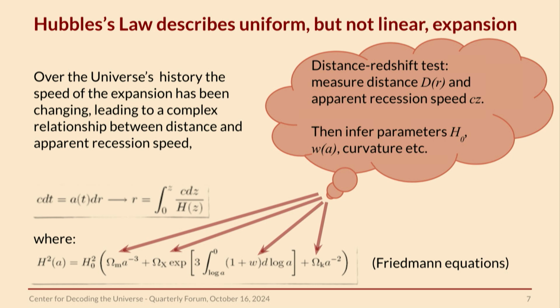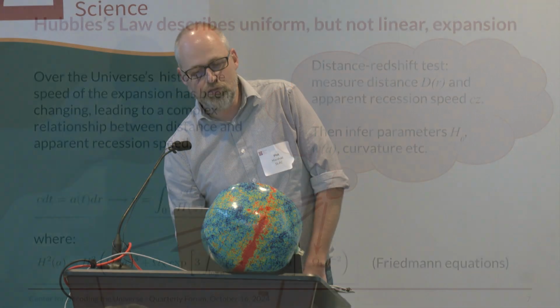And then the function that describes that relationship between distance and speed, it's called the Hubble function. And it used to be a simple function, it's not anymore. It's complicated by the noted presence of this dark energy component. So this is our program, to infer cosmological parameters that describe the properties of dark energy from measurements of distance and apparent recession speed of galaxies in the universe.